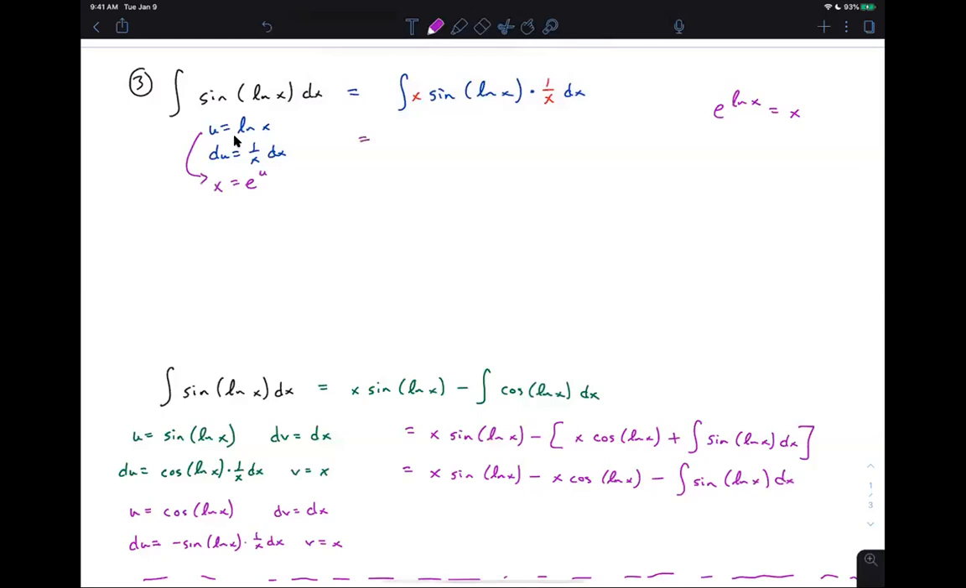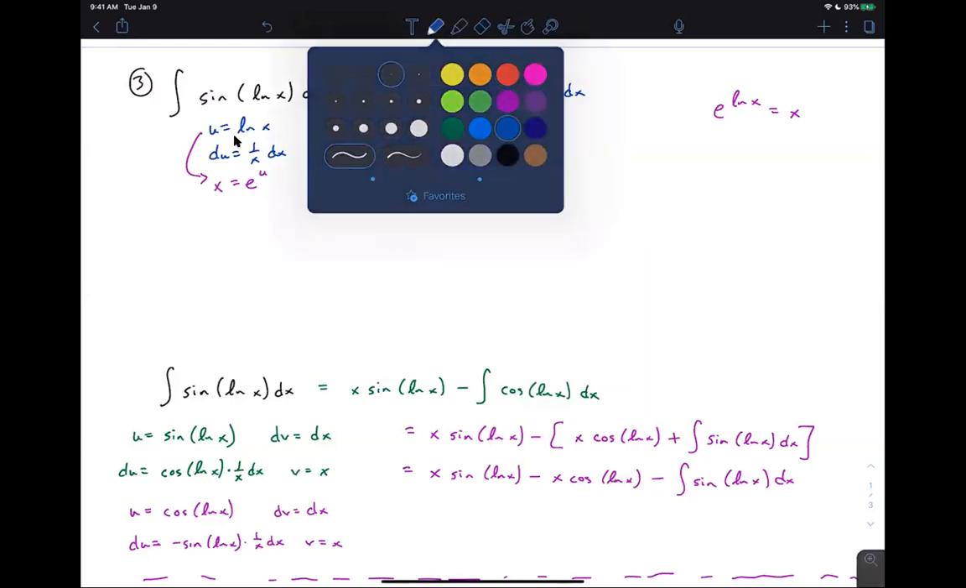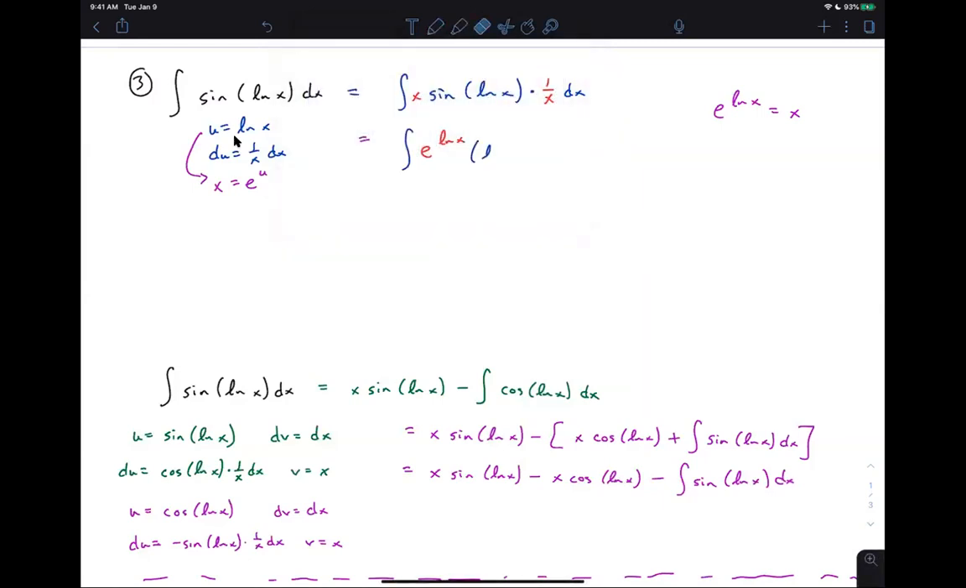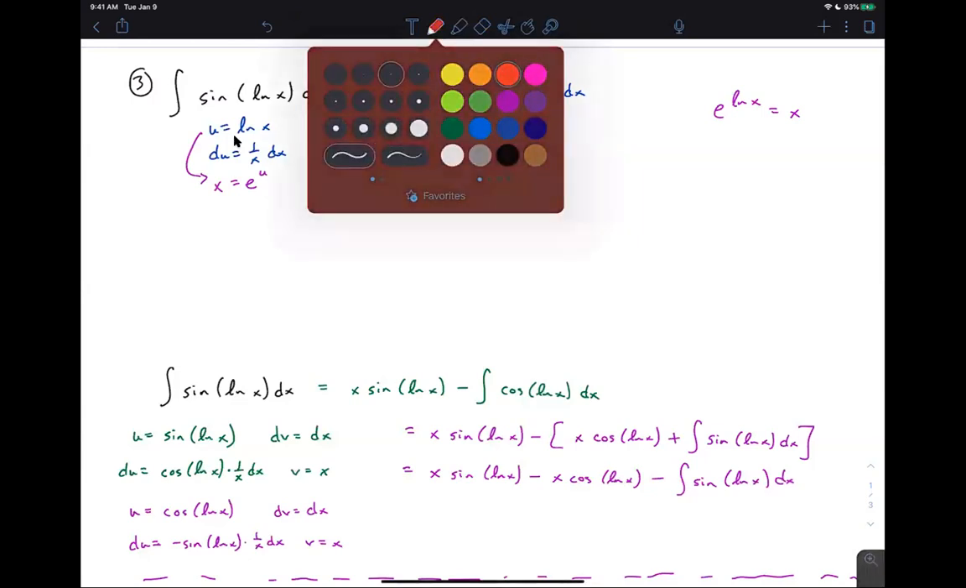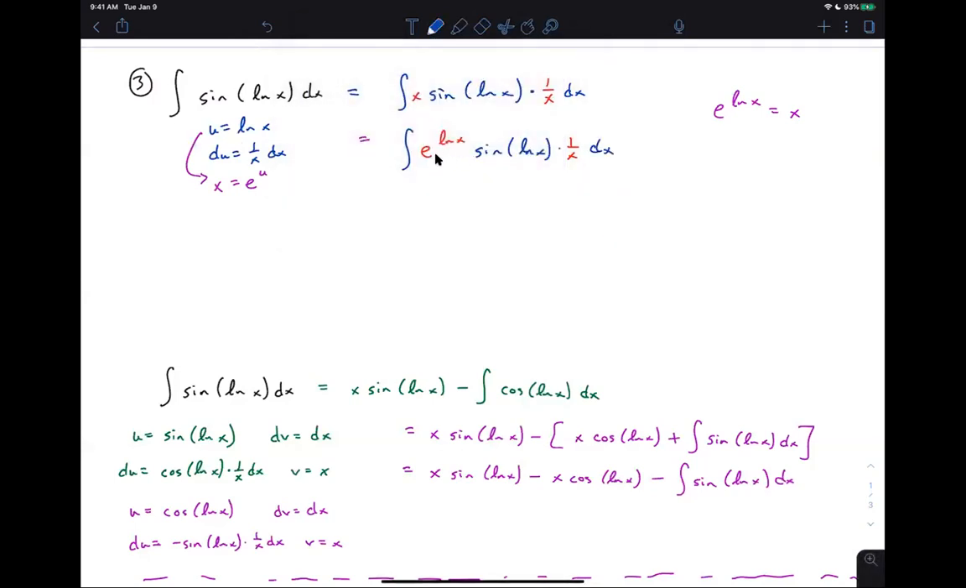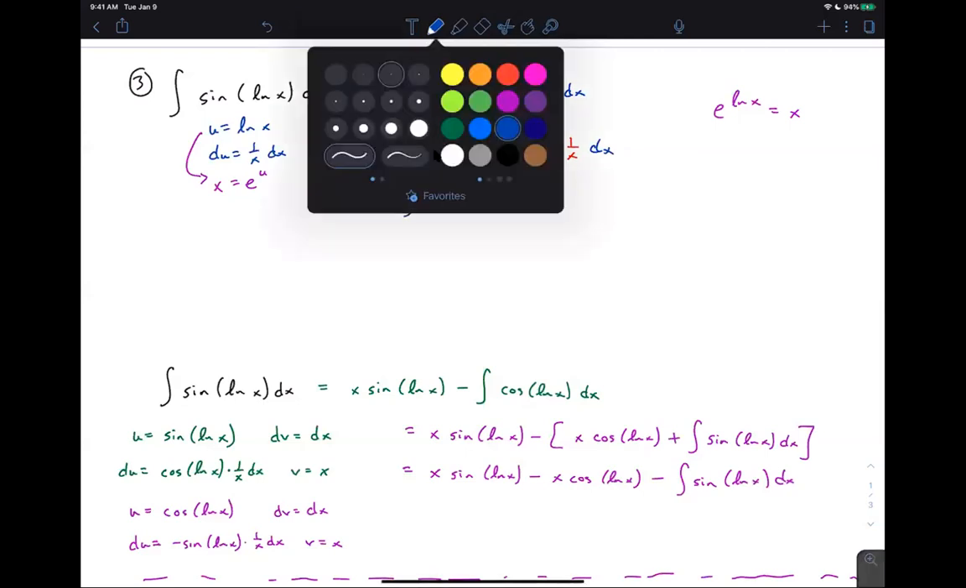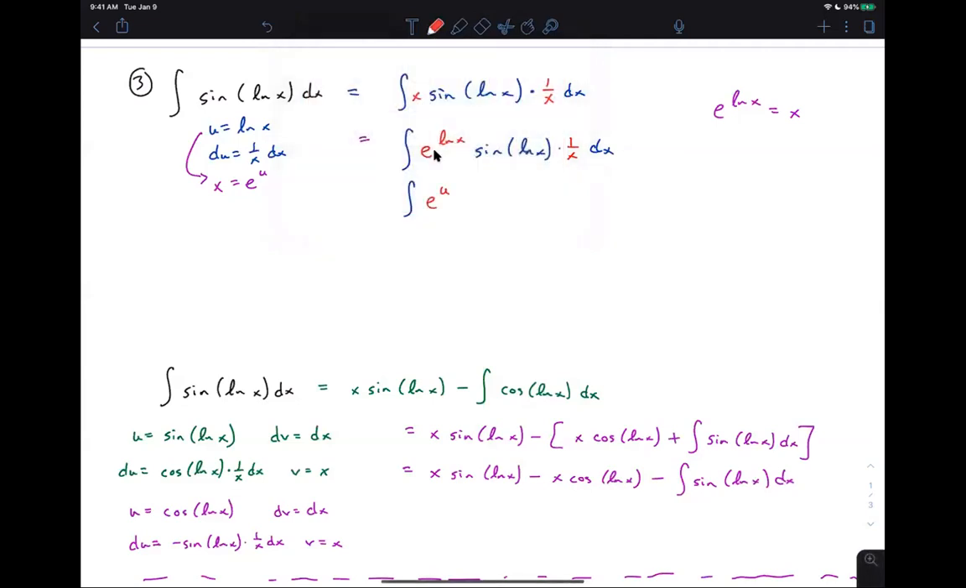So either way, if we remember e to the natural log x is equal to x, we can rewrite this problem as e to the natural log x, and I'll try to keep the colors matching what we had up there so it's clear what we were doing, times sine of natural log x times 1 over x dx. If we remember that e and natural log are inverses, that if you do this, this is x, we can replace this with this. And either way, what happens is we get e to the u sine of u du.